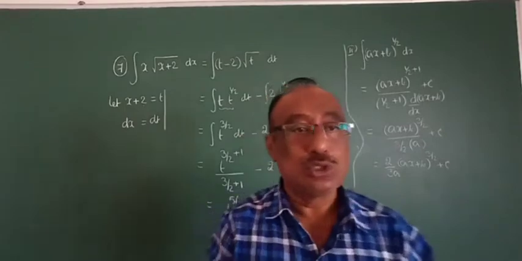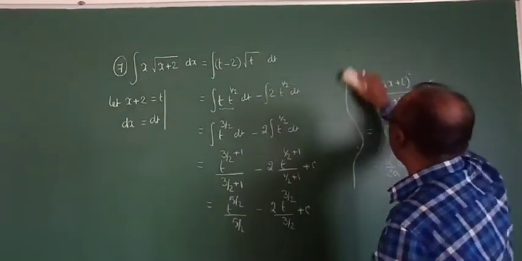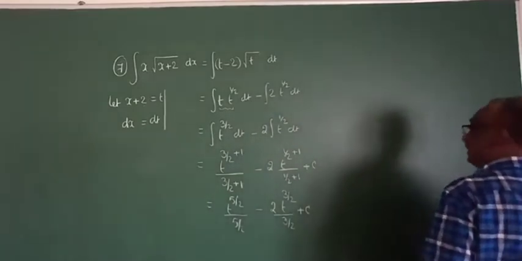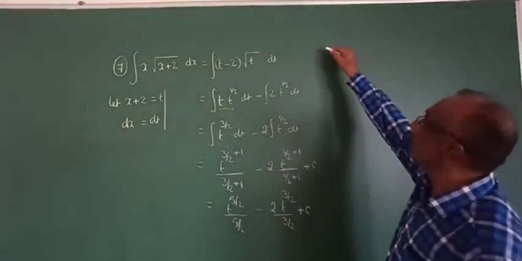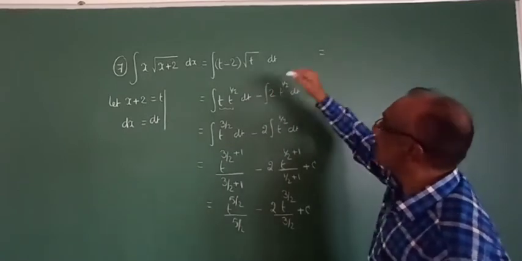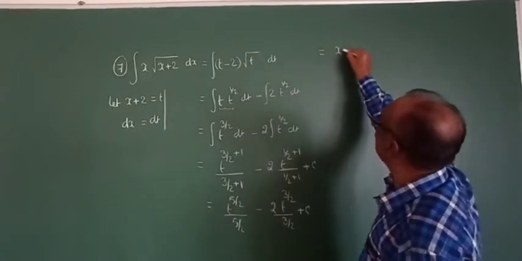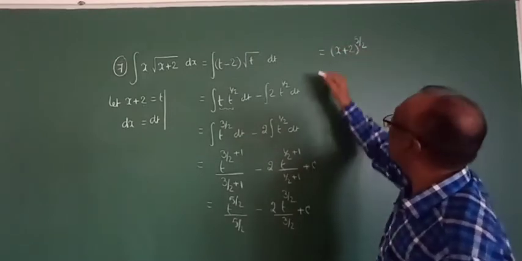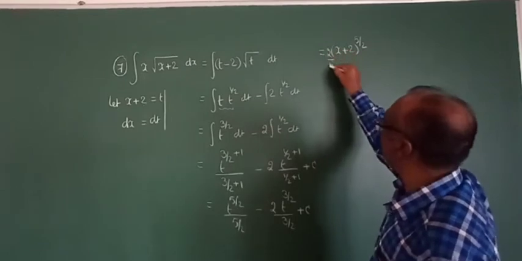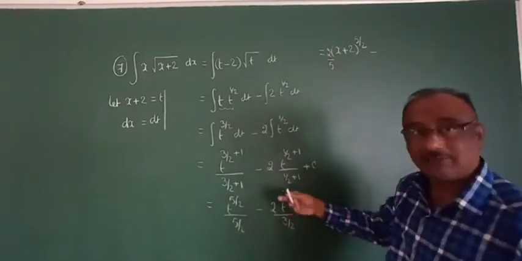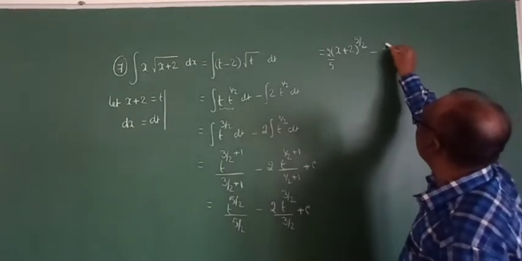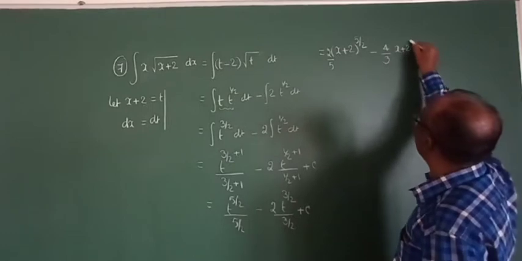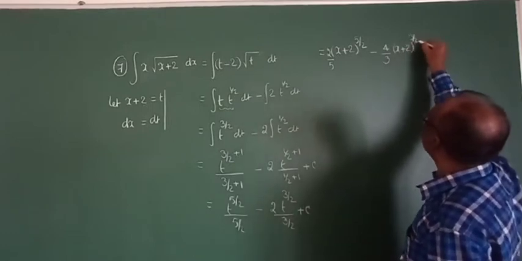That's why we now replace the substitution. What is the replacement? Everyone see, in place of t I write x plus 2. So x plus 2 whole power of 5 by 2, reversed 2 by 5, minus 2 times reversed 3 by 2, which is 4 by 3, x plus 2 whole power of 3 by 2, plus c.